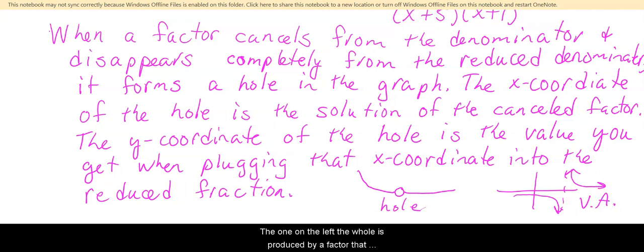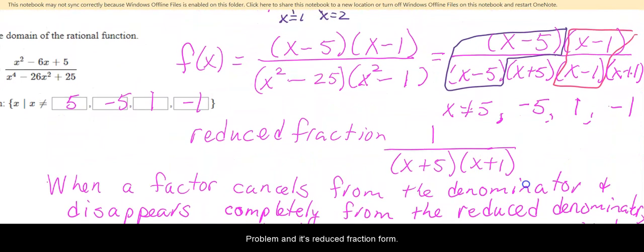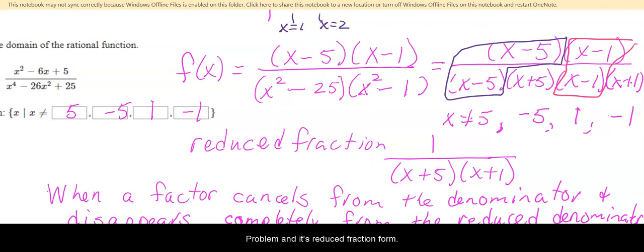The one on the left, the hole, is produced by a factor that cancels completely from the denominator. It may or may not still be present in the numerator, but it has disappeared from the denominator. The vertical asymptote is caused by a factor that does not disappear from the denominator. It is still present. Let's look back at our original problem and its reduced fraction form.